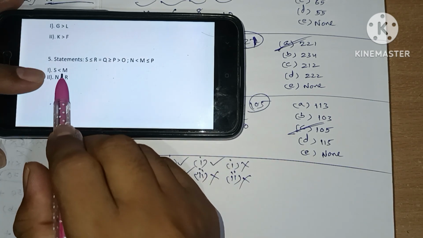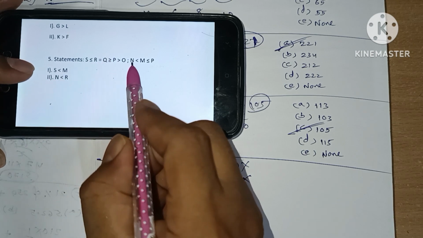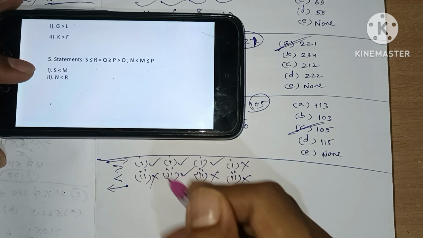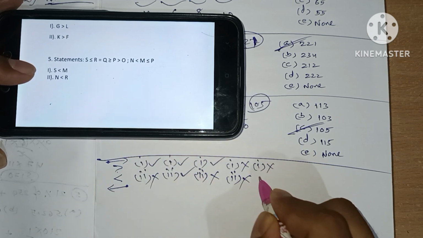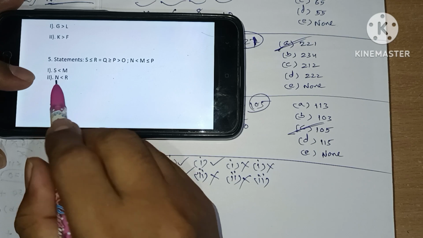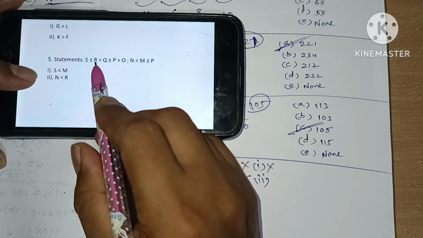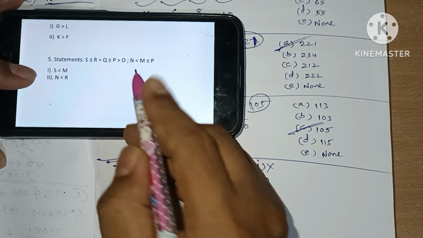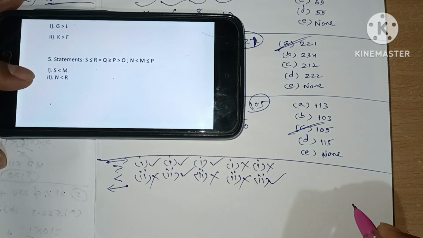Next, fifth question, the flow from M to S. From M we are able to reach to N but cannot reach to S. So first conclusion will be false. Second conclusion, the flow from R to N. From R we can reach to Q, P. From P we can reach to M and N. So second conclusion will be true.